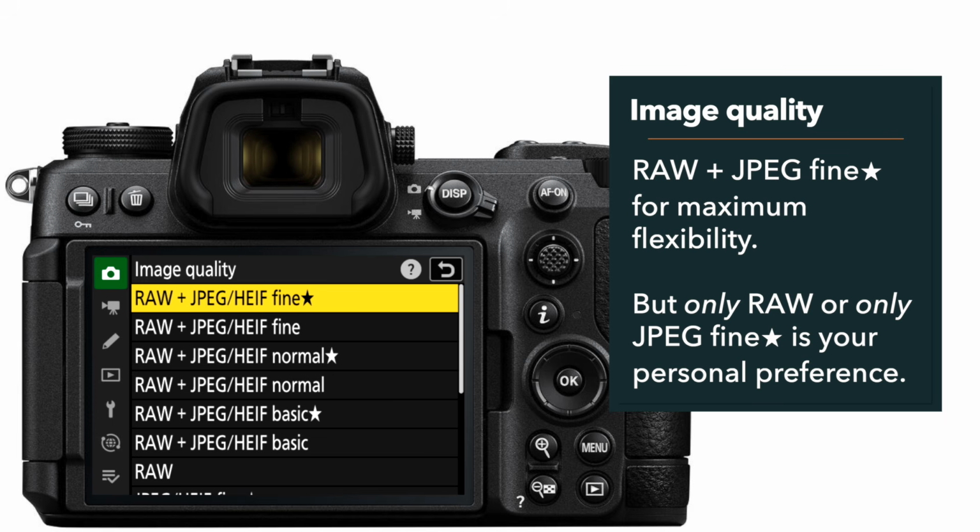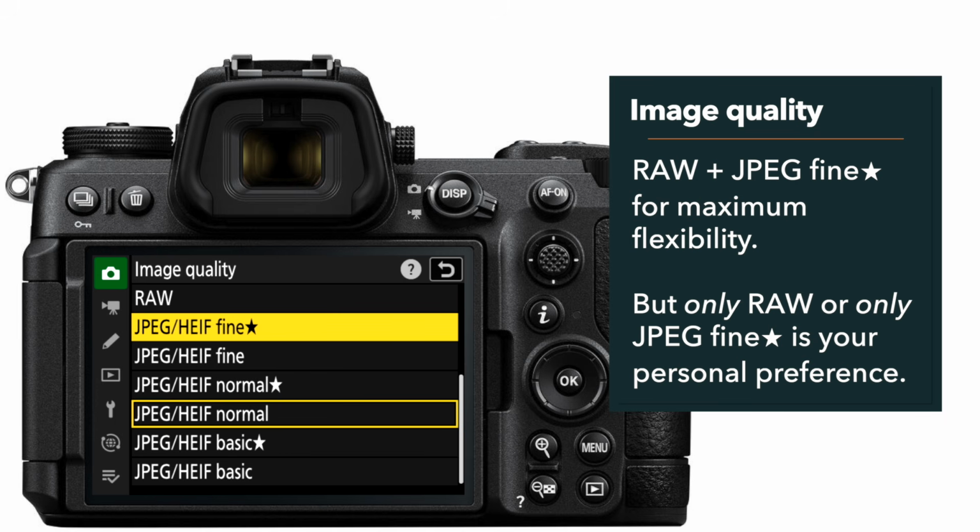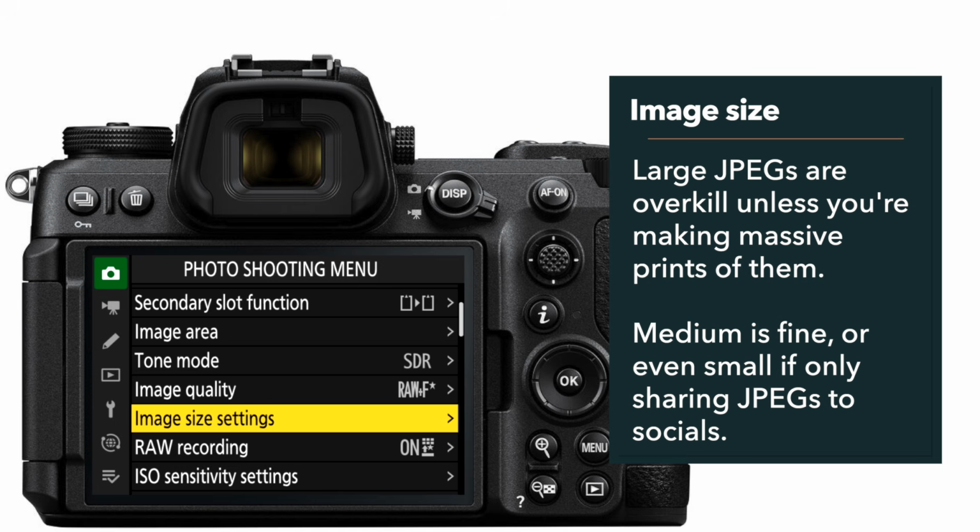If you have no desire to process your RAW photos, and there's nothing wrong with that at all, you don't have to record in RAW if you don't want to, then set it to the highest quality JPEG file that you can. The image size settings will apply to your JPEG file if you're recording that.